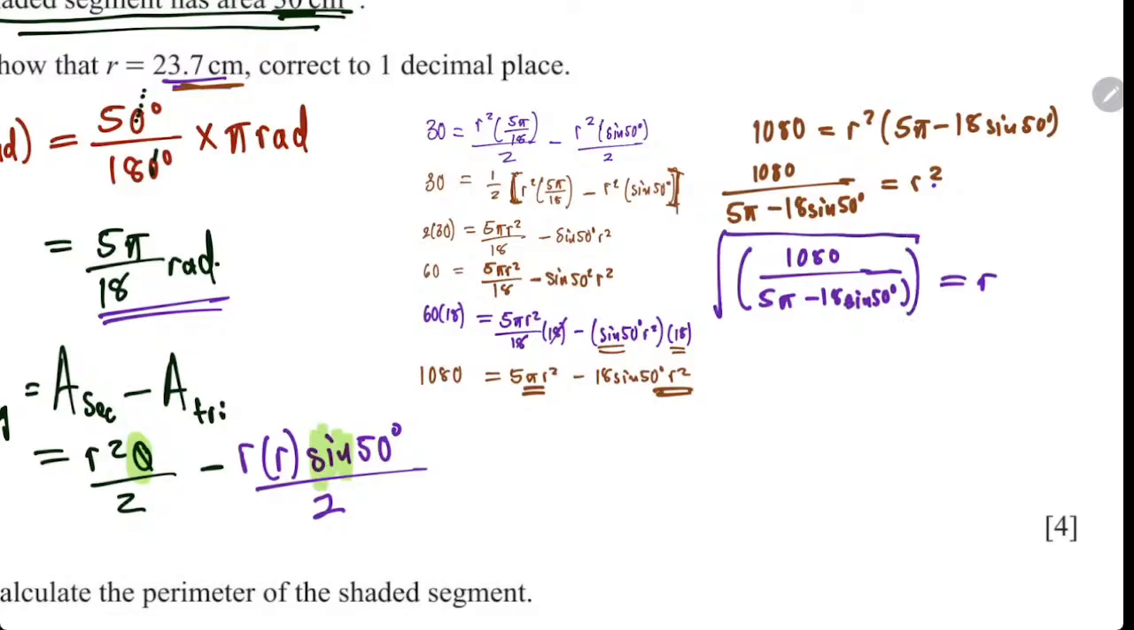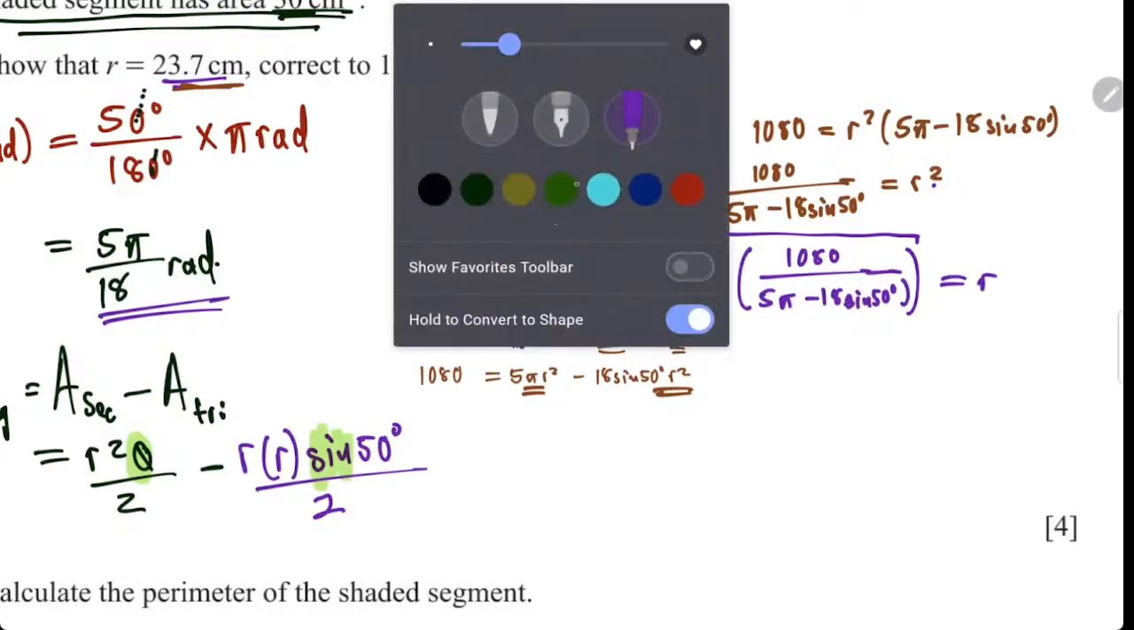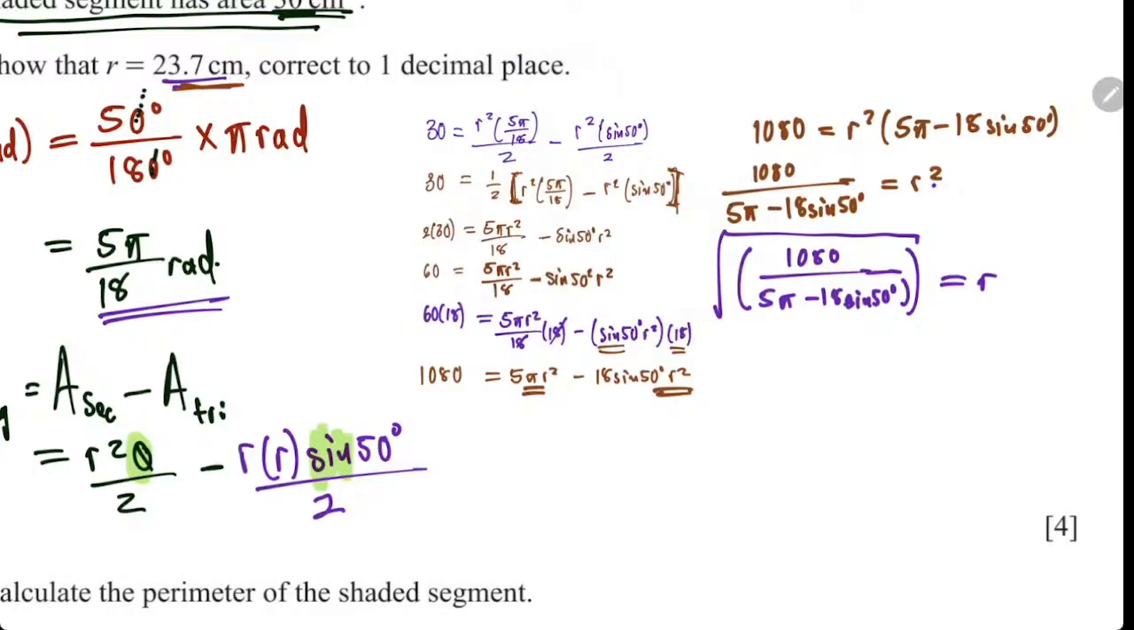What do you get? I've showed you how to punch it. If you punch it, say square root. Then you say open bracket. Since there's one thing at the top, we don't need to put it in bracket. Say 1080 divided by, then you open your bracket. You say 5 pi minus 18 sine 50, close. Then close the bracket for everything in here. Say is equal to. You must get 23.7.